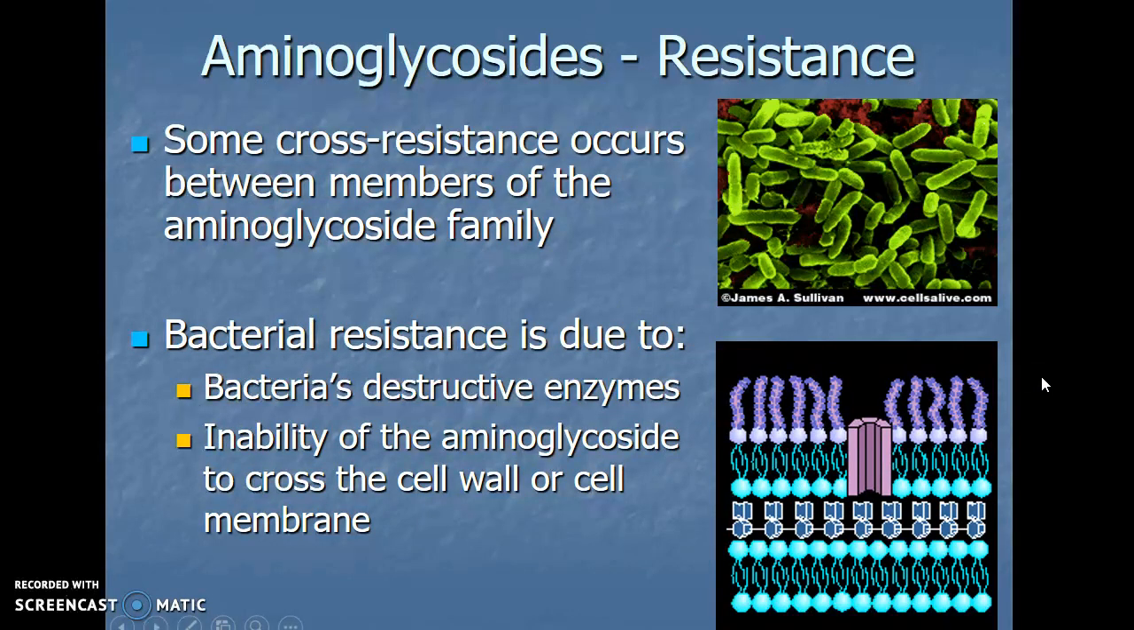So there is some resistance. There's some cross-resistance between members of the aminoglycoside family. This isn't as common as in the penicillin family. When there is resistance, it's usually due to some destructive enzymes that the bacteria has to the aminoglycoside, or they don't have that oxygen-dependent mechanism to get them across the cell wall and cell membrane. So those are the typical things that lead to resistance.